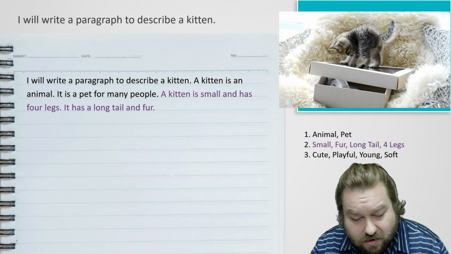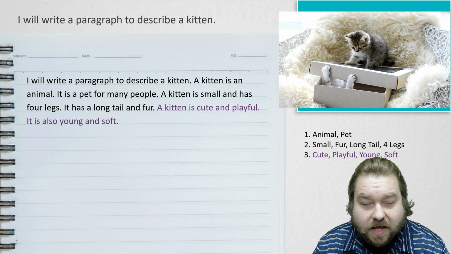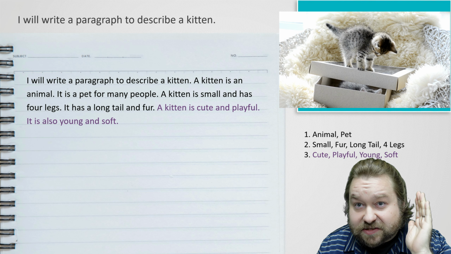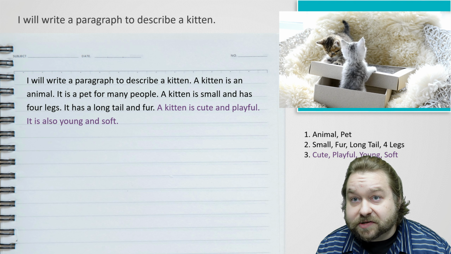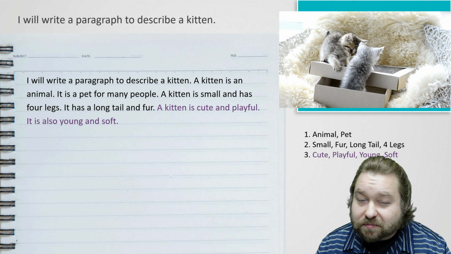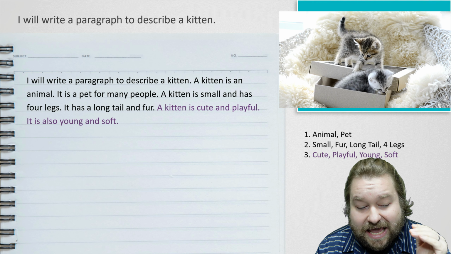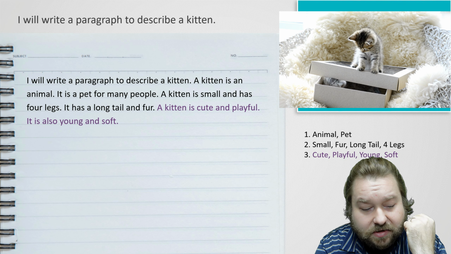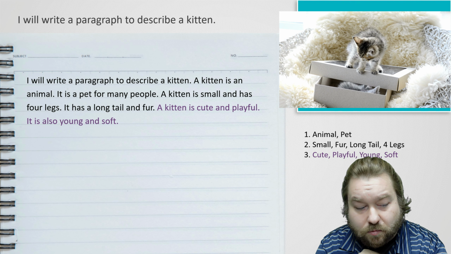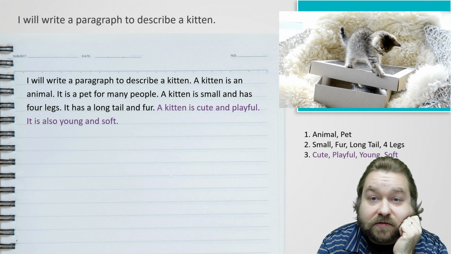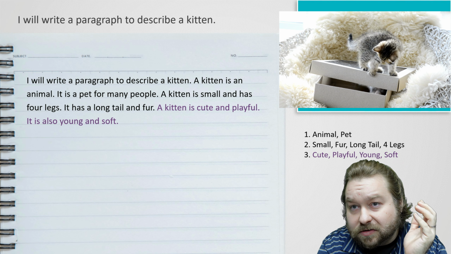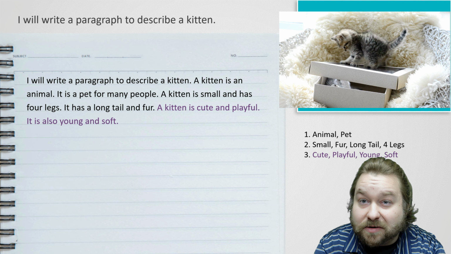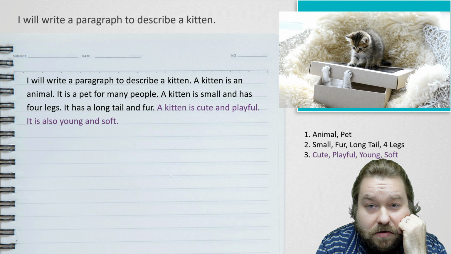No. Let's keep going. We got to do number 3 now, right? Remember, each one, just for organization, just for now. Later, we don't have to do this. But for now, just keep it simple, keep it easy. A kitten is cute and playful. It is also young and soft. We have used all 10 of the descriptive words in our mind map in our paragraph.